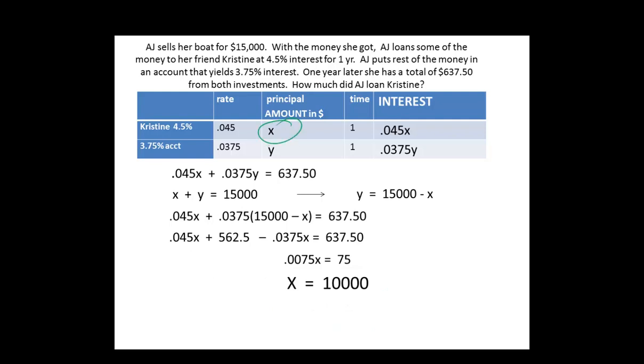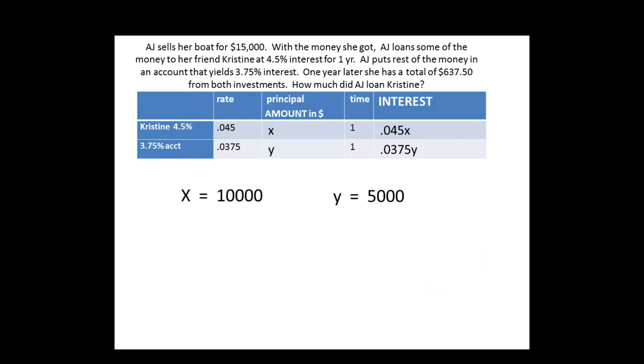Now, if we want to find y, we can just put this right back here to say that y has to be $15,000 minus x, which we now know is 10,000. So we know that y is 5,000. And we've just found the amount that's invested at the two different rates. That is my x and y.